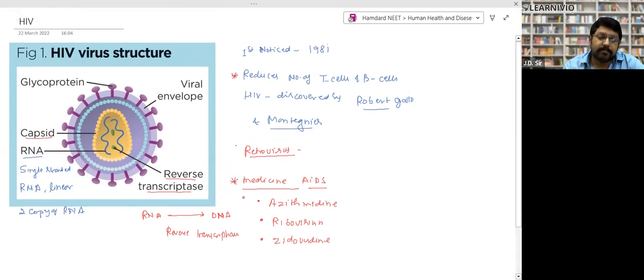Is that clear? So what is the question? Medicine questions have been asked from this. What does it do? It reduces the number of B cells and T cells. And second, it is a retrovirus having 2 RNA and 2 reverse transcriptase enzymes. These are the questions. Is that clear to all of you?